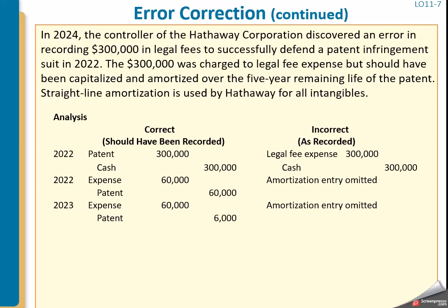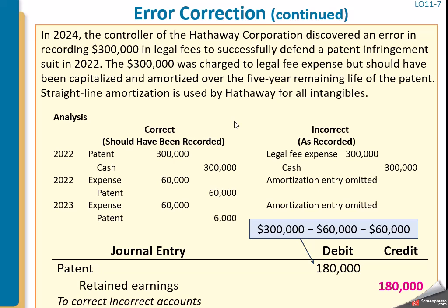So here they're saying we inadvertently charged it off to legal expense. We really should have set it up as a patent, and then we should have been amortizing it. So this was incorrect. It's caught now, and we need to make these changes. If we're now in 2024, all of that goes to retained earnings, and it's considered a prior period adjustment. Maybe it's an auditor, or in this case they tell us it's the controller, but an auditor could find that too and say, oh, hey, you guys did that wrong. You've got to go back and correct these.